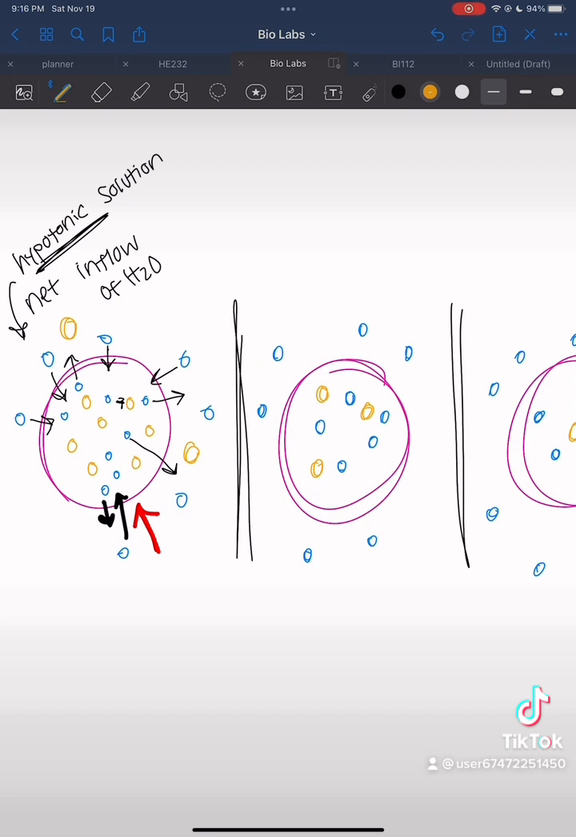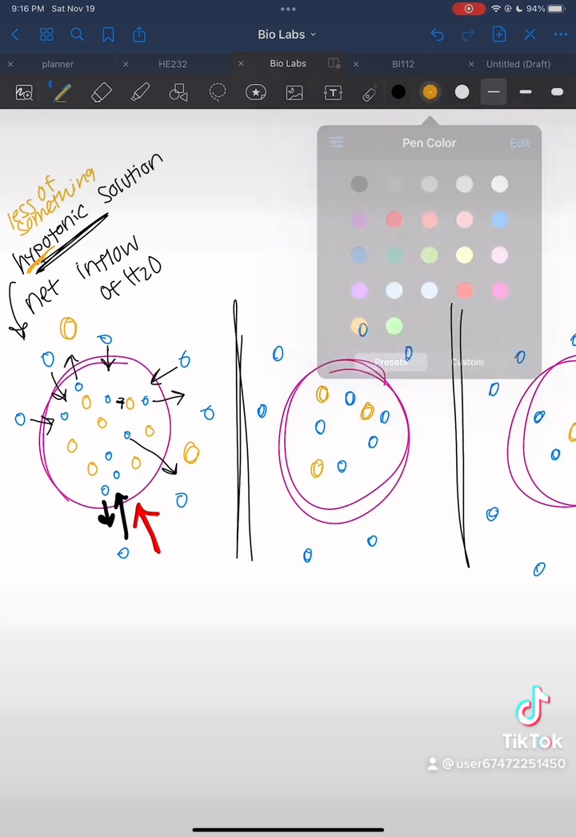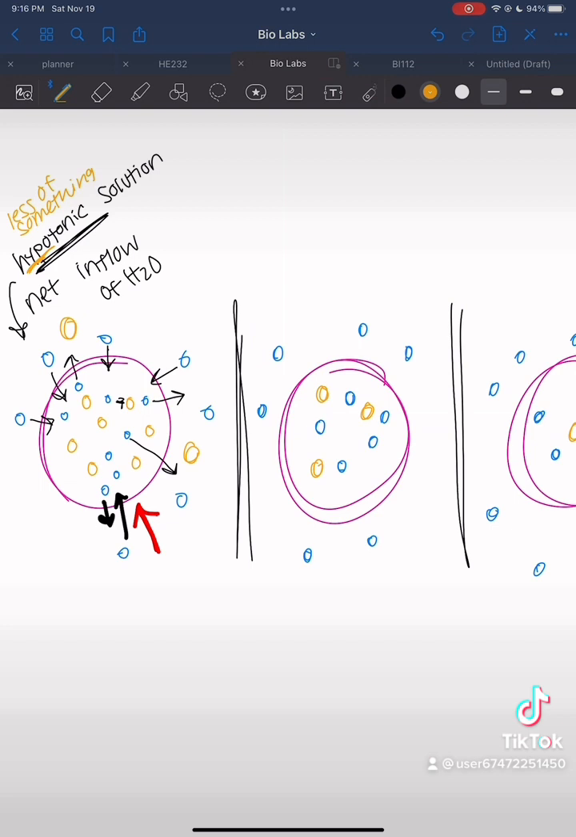In this case, we have a lower concentration of solute in the solution than we have inside of the cell. Because of that, you're going to have osmosis, with water molecules going from the outside to the inside. That's going to put pressure on the cell, and the cell might expand, or if there's enough pressure, it can explode. So it will swell up, and it can burst.